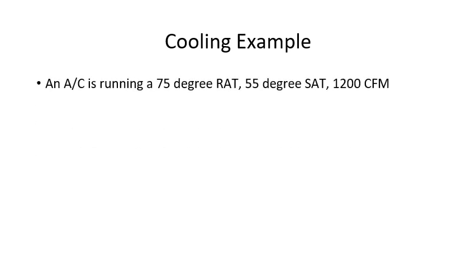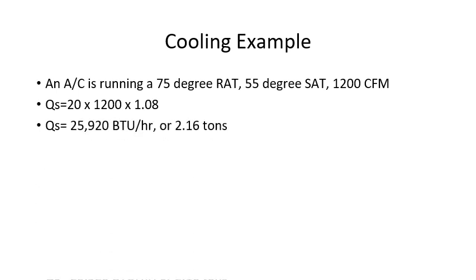Now let's apply the sensible heat formula to a cooling system. We have an air conditioning unit that's running a 75-degree return air temperature and a 55-degree supply air temperature. And when we measure airflow, we arrive at 1200 CFM. So again, using our sensible heat formula, we plug those numbers in. We have a 20-degree delta T, or temperature difference. That's 75 minus 55, which is 20. Times 1200 CFMs times 1.08, we arrive at 25,920 BTUs per hour. Or when we divide by 12,000, we arrive at 2.16 tons.